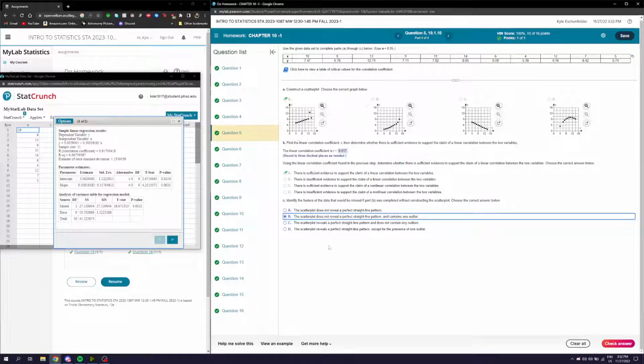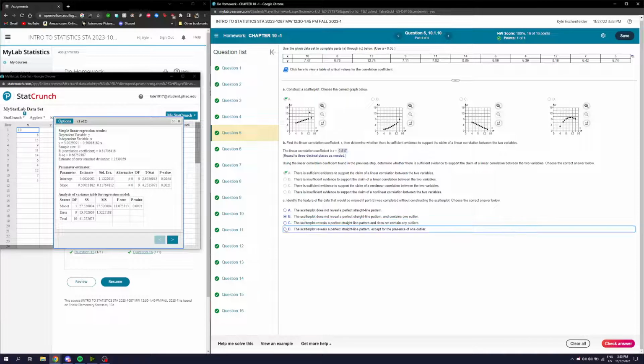There you go. Here's a little tip for multiple choice questions. This applies to literally everything. You can typically rule out which ones are wrong, like this one. Oh shoot, wait. Scatter plot reveals a perfect straight line and does not contain any outliers. You know this is wrong. I mean, you see it. I'm trying to figure out if it's B or D. I think it's D.